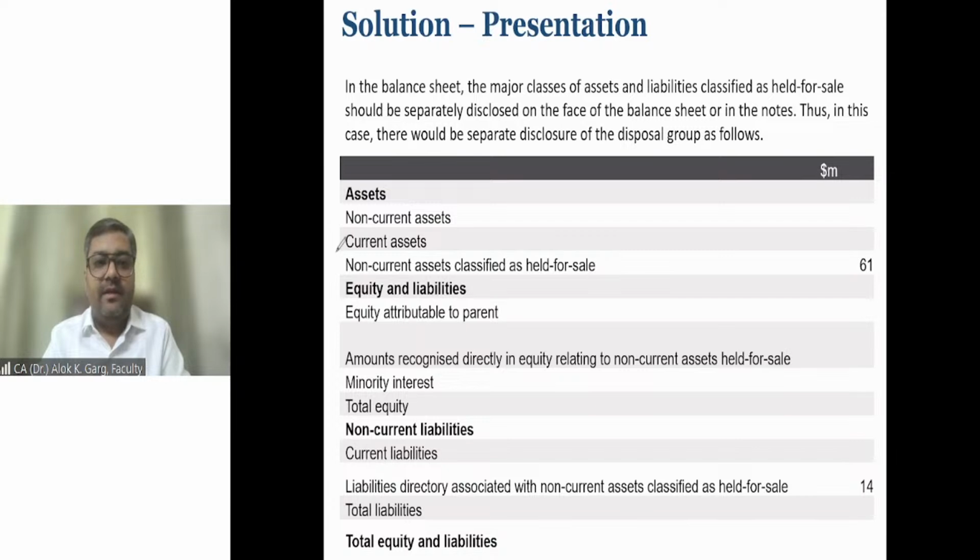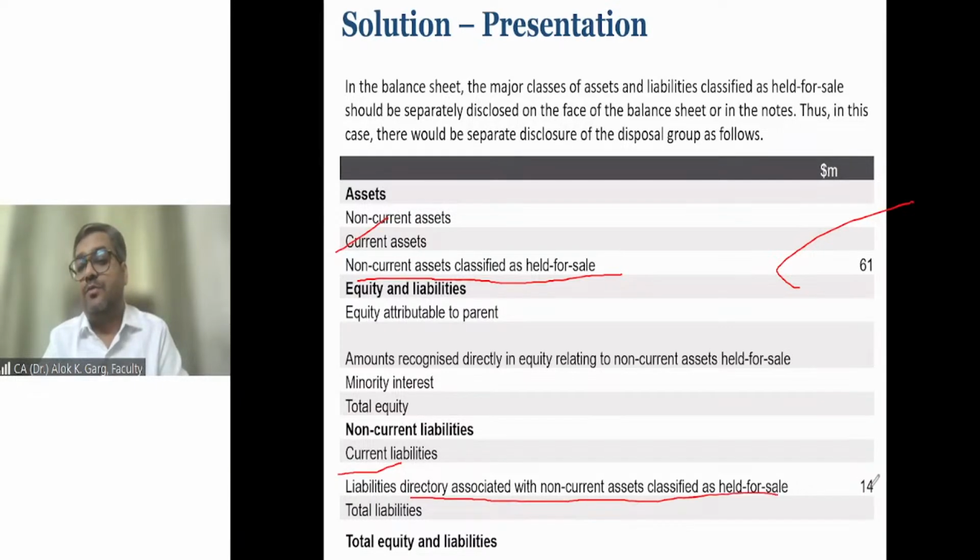In the current assets, you will see non-current assets or disposal group classified as held for sale, 61 million. On the liability side, under current liabilities, liabilities directly associated with non-current assets or disposal group classified as held for sale. This is how the presentation has to happen. So the asset has to be shown on the asset side, and the liability on the liability side. Clear?